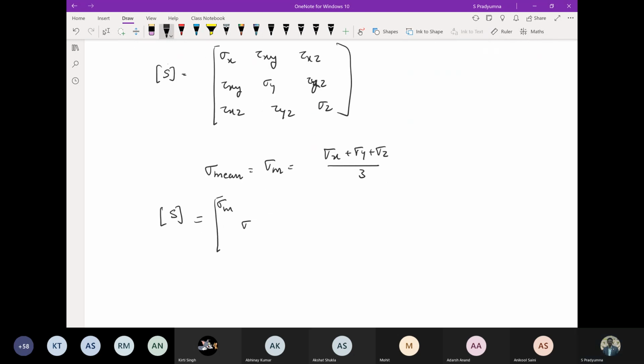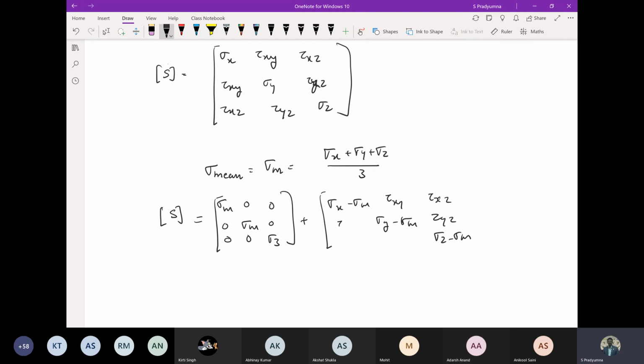I can write the stress matrix as sigma m, sigma m, sigma m, plus sigma x minus sigma m, sigma y minus sigma m, sigma z minus sigma m, and I have tau xy, tau xz, tau yz. So we have decomposed the given state of stress into two parts, right?